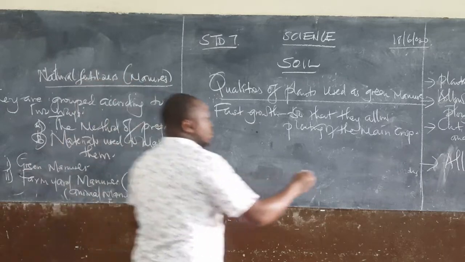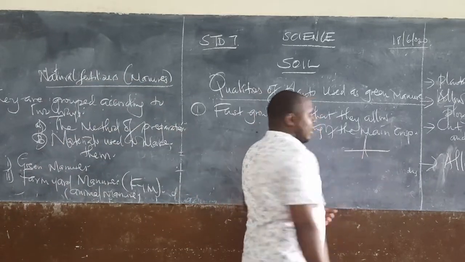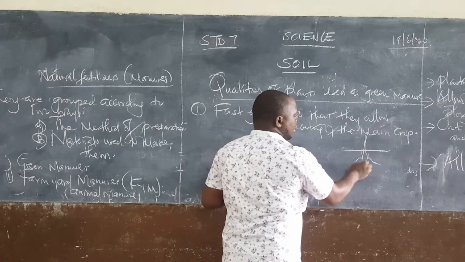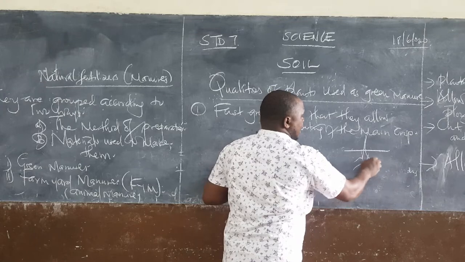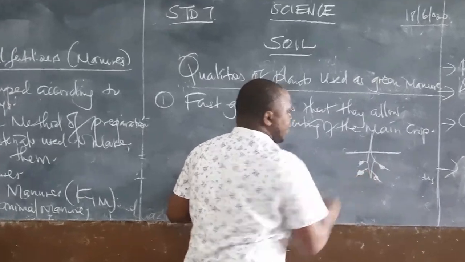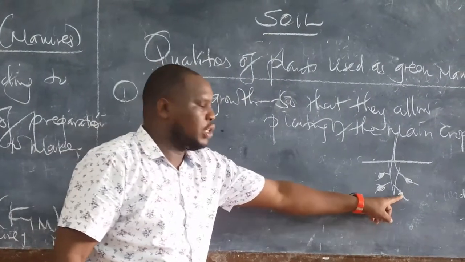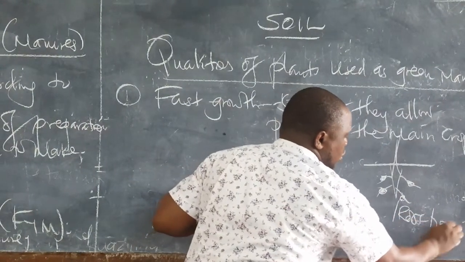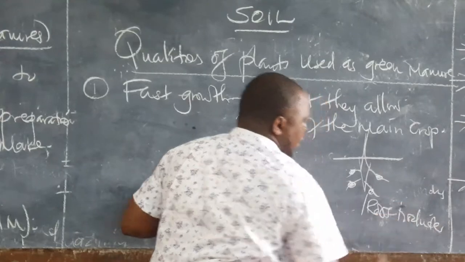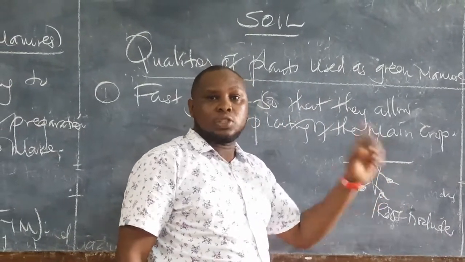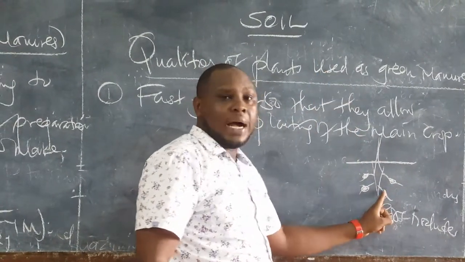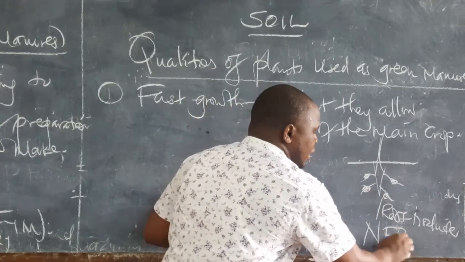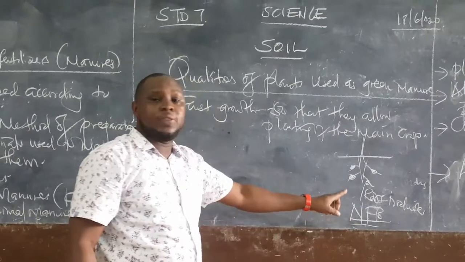Root nodules are things that look like this. You have seen in a bean seed, it has a taproot, and then on those small root hairs, you find things looking like this. This is what we call the root nodules. So these root nodules help fix nitrogen from the air into them, and then they convert that into nitrate using what we call the NFB. The NFB is nitrogen fixing bacteria.